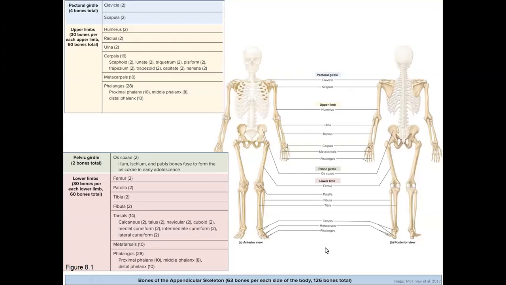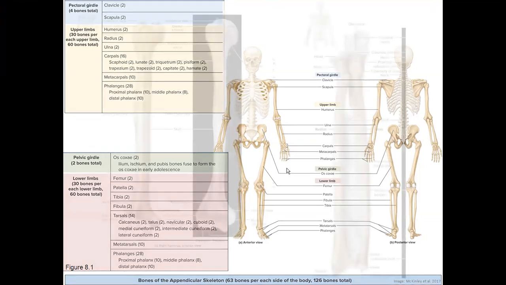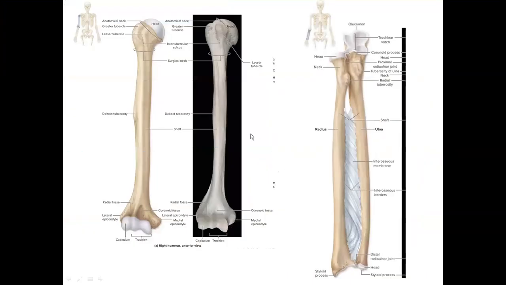Continuing with the appendicular skeleton, what we're going to look at next is the upper limb. So we're going to look at the humerus, ulna, radius, as well as the hand, which includes the carpals, metacarpals, and phalanges. So you can see here, we've got the humerus, which is the top portion of your arm.